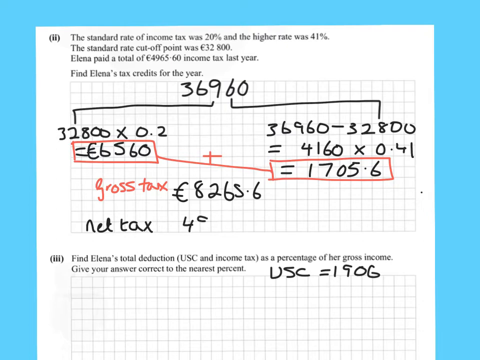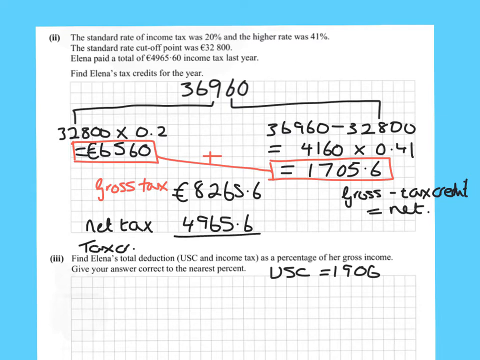Okay, now they've told us that Elena paid a total of, so her net tax is 4,965.6. And what we know is that normally to get net tax, we take gross minus tax credit equals net. So we can take our gross minus our net, and we should get our tax credit here. So if I do that, minus 4,965.6, I will get a tax credit of 3,300, and that's my final answer.